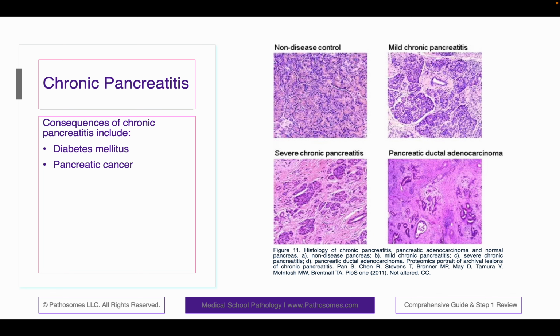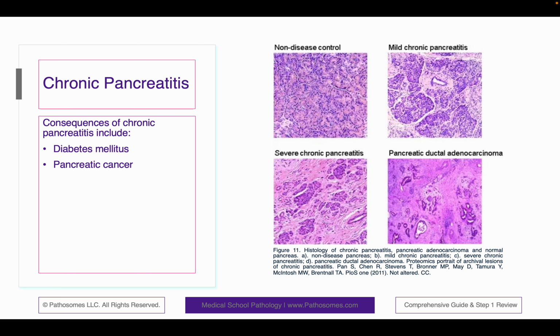The consequences of chronic pancreatitis include diabetes mellitus, right, because of the insulin issues, as well as pancreatic cancer. To the right here, we have various panels showing various issues associated with the pancreas. We have a normal, non-disease control. We can see mild pancreatitis in the top right, severe pancreatitis in the bottom left, and the pancreatic ductal adenocarcinoma in the bottom right.